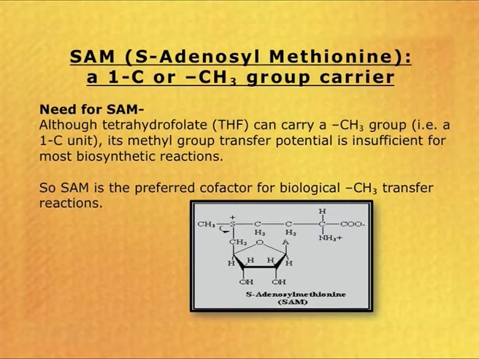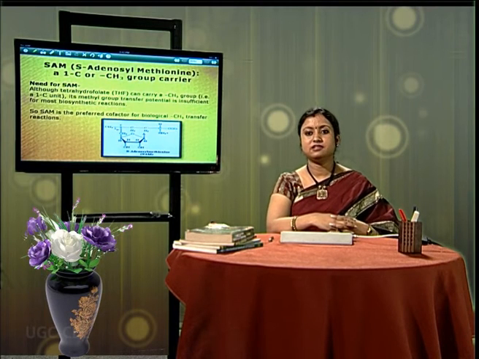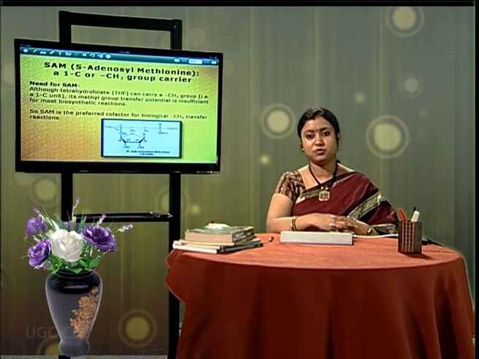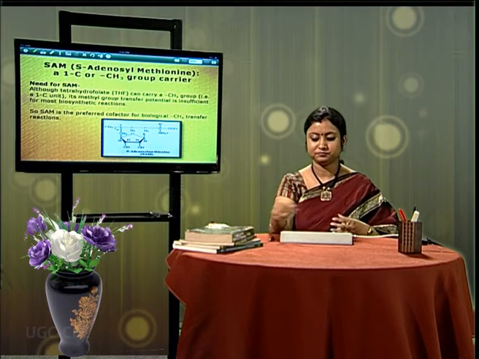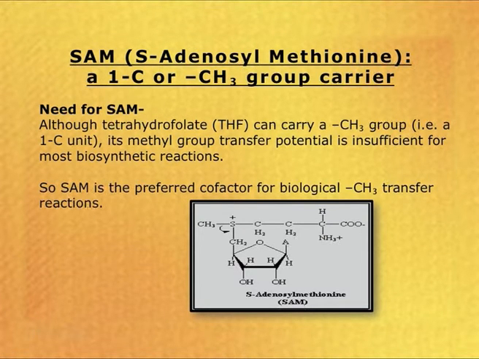The importance of two methyl group donors, which are S-Adenosyl Methionine and tetrahydrofolate. These are very important methyl group donors and are required in most of the biosynthetic pathways. First of all, I will discuss S-Adenosyl Methionine or SAM. Now the advantage of S-Adenosyl Methionine is that it has higher group transfer potential than tetrahydrofolate, so it is utilized in most of the biosynthetic pathways.